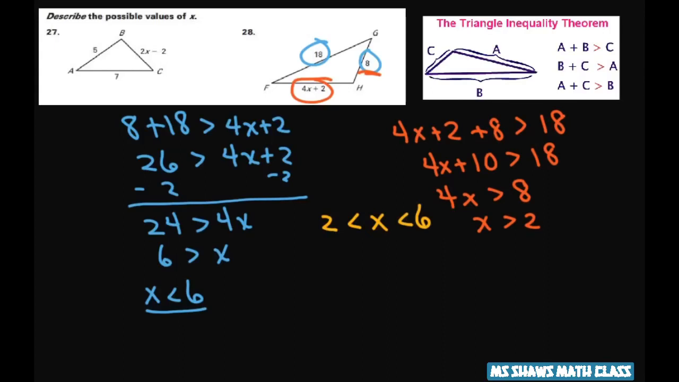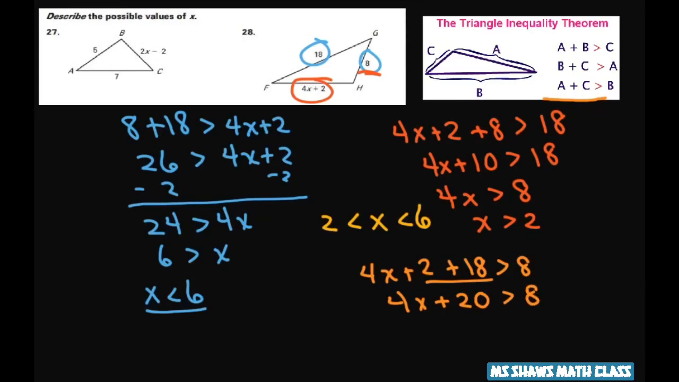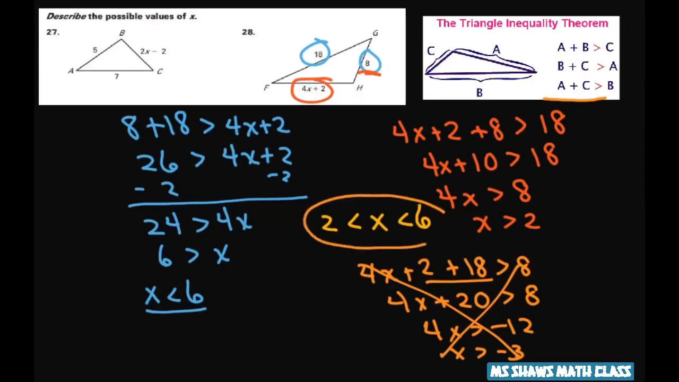Now let's go ahead and try the other one, because we were supposed to try all three. So if you try the other one, you get 4x plus 2 plus 8 plus 18 has to be greater than 8. And what happens here is you're going to get 4x plus 20 is greater than 8. When you subtract 20, you get negative 12, so you get x is greater than negative 3, which we have to discard. That doesn't work. So there's your solution set for all possible values of x.